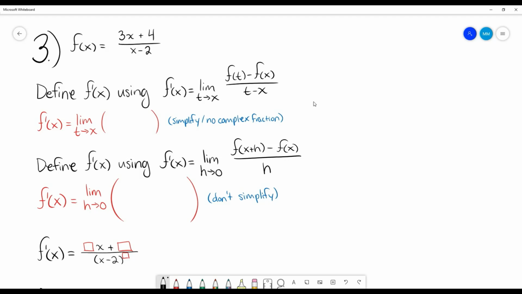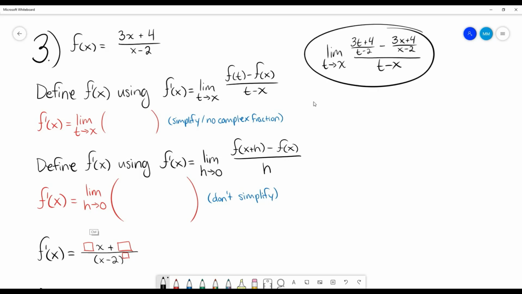So in this case, we want to define the derivative of this using this definition here, which is one we're pretty familiar with. So I'm going to plug that in over here. I'm going to write it so it's the limit as t approaches x of f of t, so it's 3t plus 4 over t minus 2 minus 3x plus 4 over x minus 2, right? Because that's our f of t minus our f of x all over t minus x.